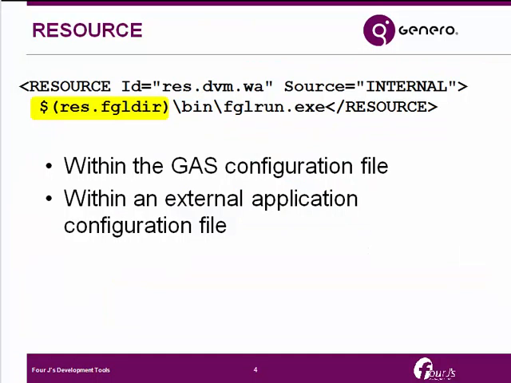You can reference a resource in the Genero application server configuration file. You can also reference a resource defined within the GAS configuration file within your external application configuration files.